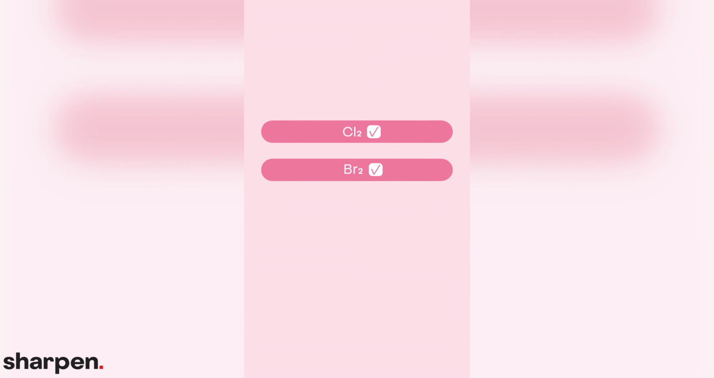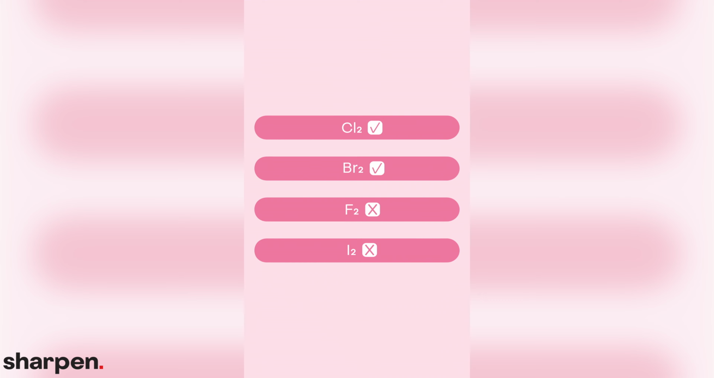Halogenation of alkanes can only happen with chlorine or bromine. With fluorine, the reaction is too exothermic and the product, HF, too volatile. And with iodine, it's too slow.